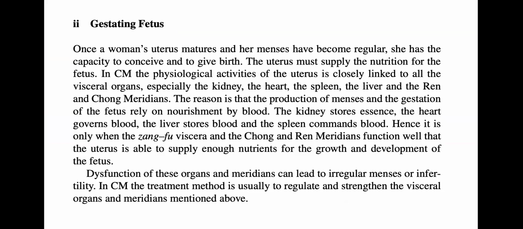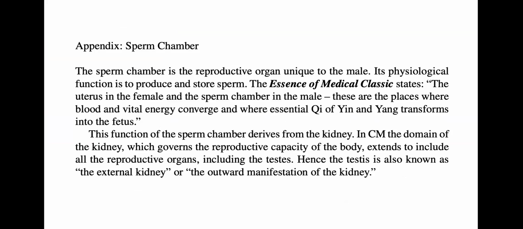The kidney stores essence, the heart governs blood, the liver stores blood, and the spleen commands blood. Hence, it is only when the Zangfu viscera and the Chong and Ren meridians function well that the uterus is able to supply enough nutrients for the growth and development of the fetus. Dysfunction of these organs and meridians can lead to irregular menses or infertility. In Chinese medicine, the treatment method is usually to regulate and strengthen the visceral organs and meridians.